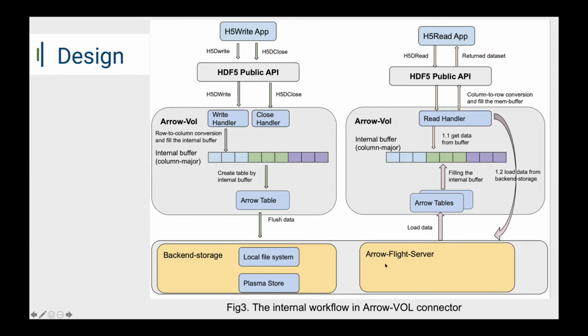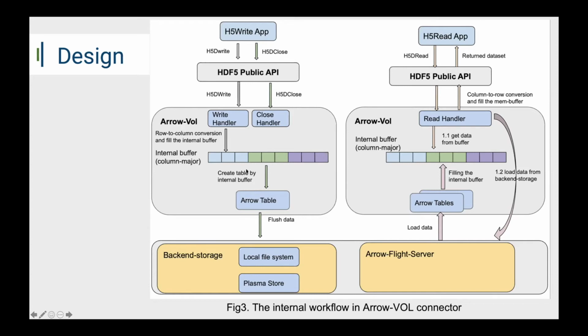Arrow Flight is an RPC framework provided by Apache Arrow for high-performance data services based on Arrow data. It is built on top of gRPC and the IPC format. With the Arrow Flight server, it enables two different applications to communicate in near real time.